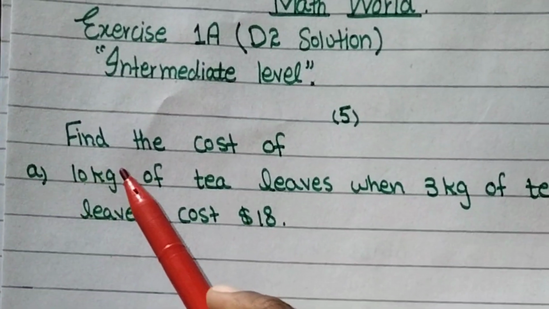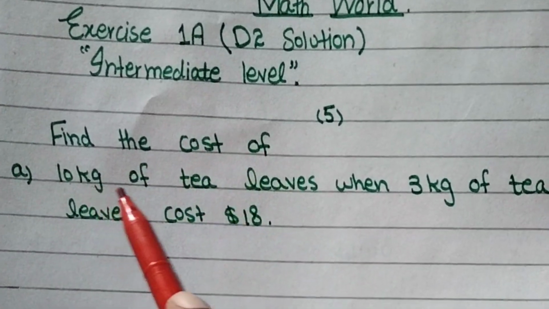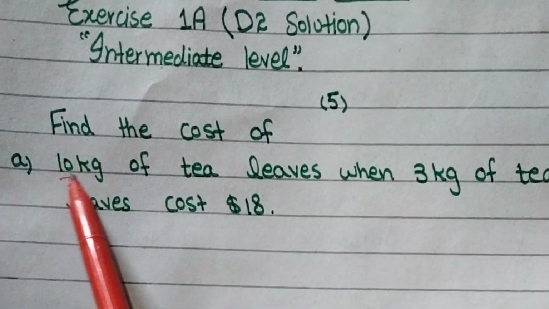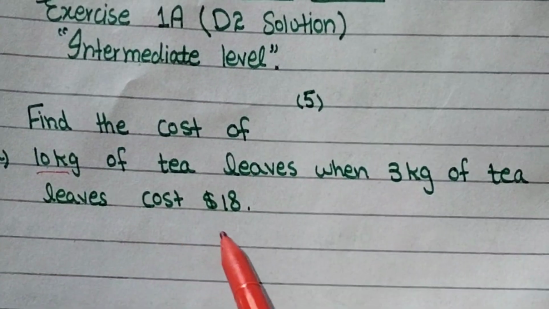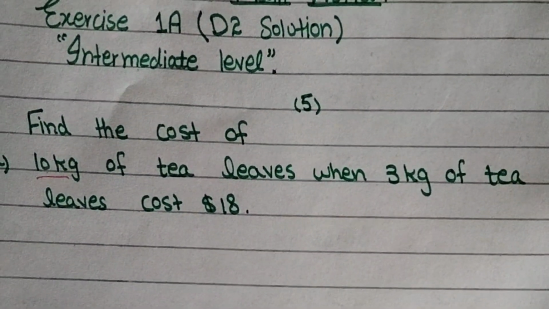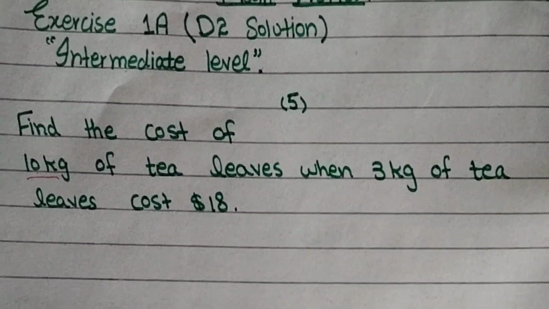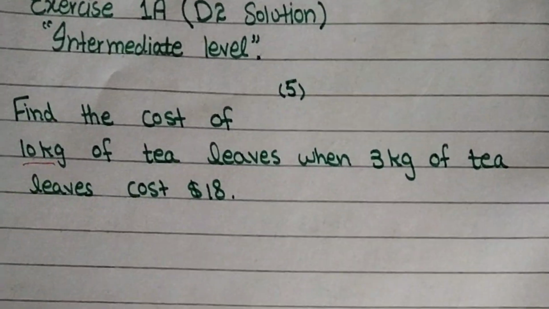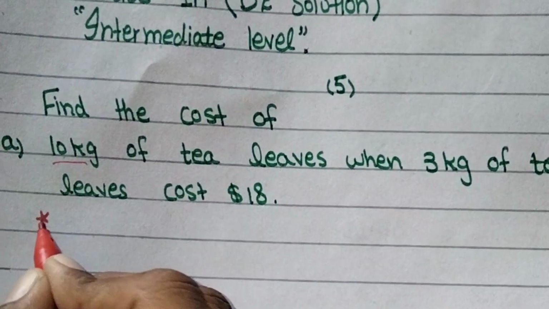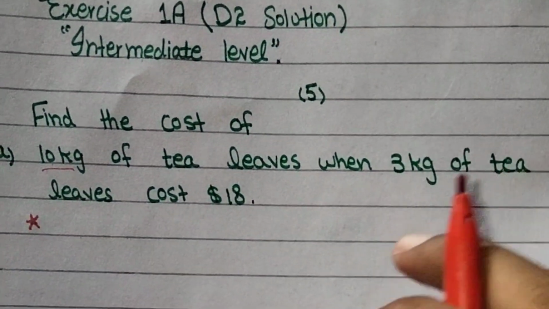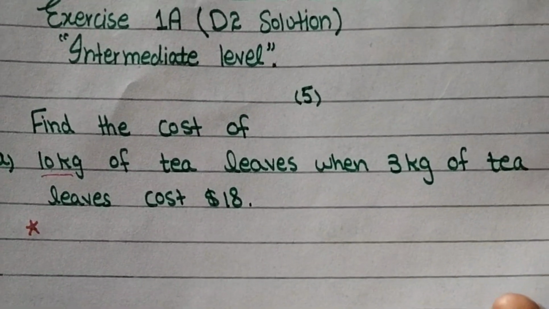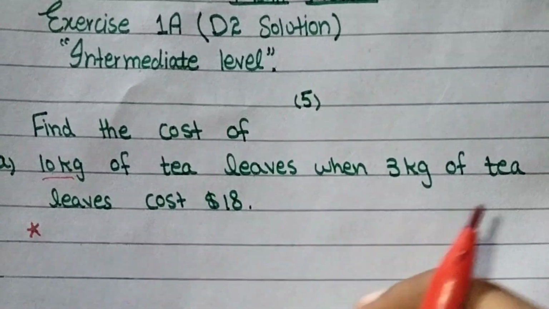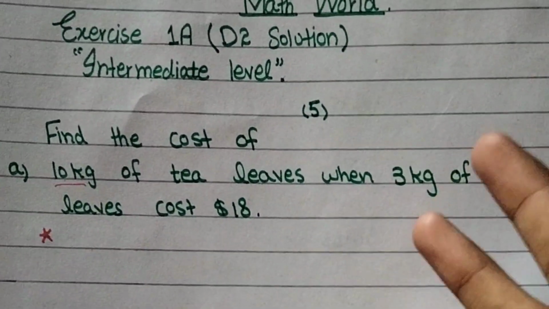In this video we are going to solve exercise 1D2 solution, intermediate level questions, question number 5. In this question, find the cost of 10 kg of tea leaves, when 3 kg of tea leaves cost $18. Basically we will find the cost of 10 kg of tea leaves. Here I will do some rough work first, as in my previous videos, and after that we will go to part A.